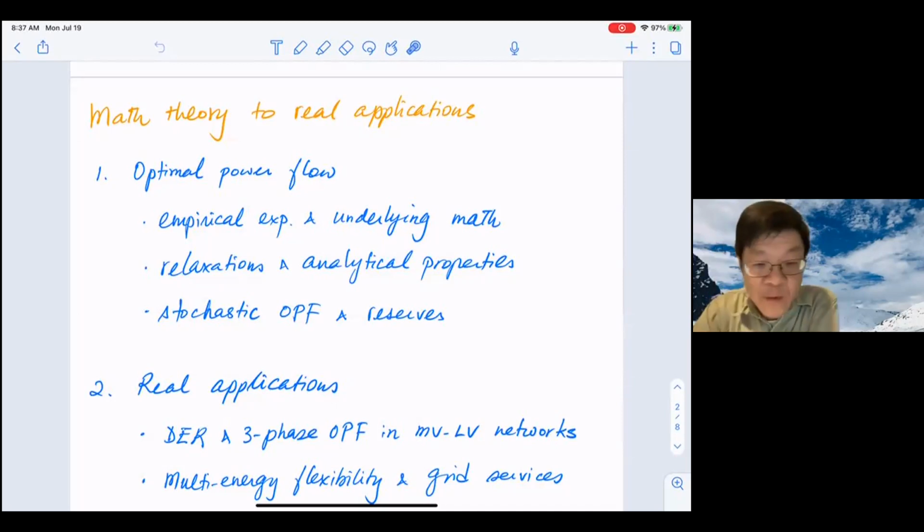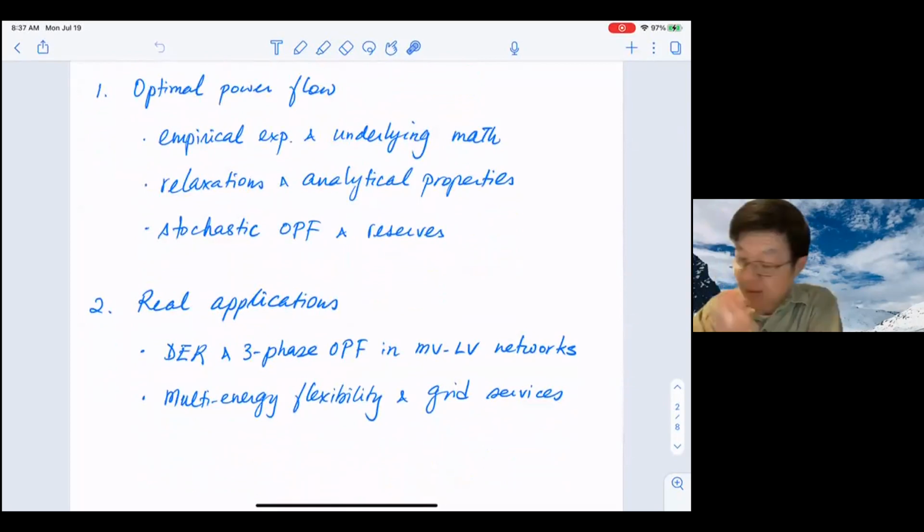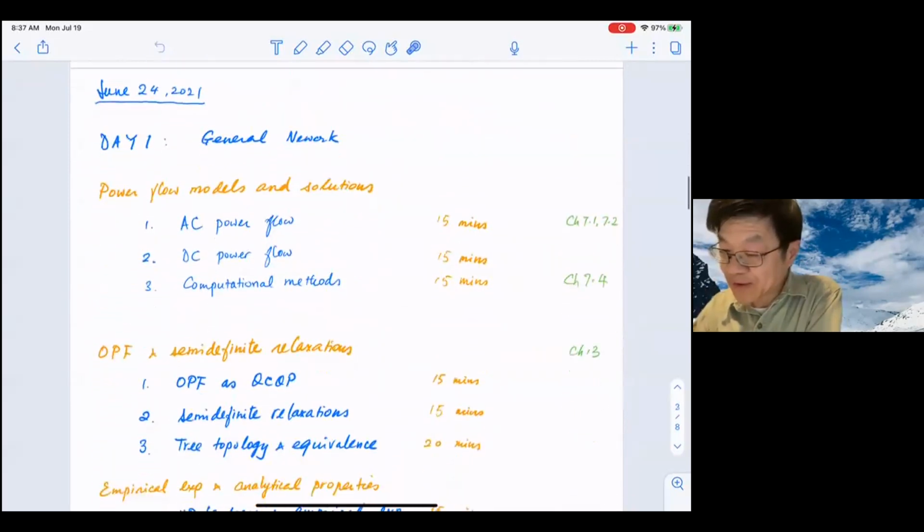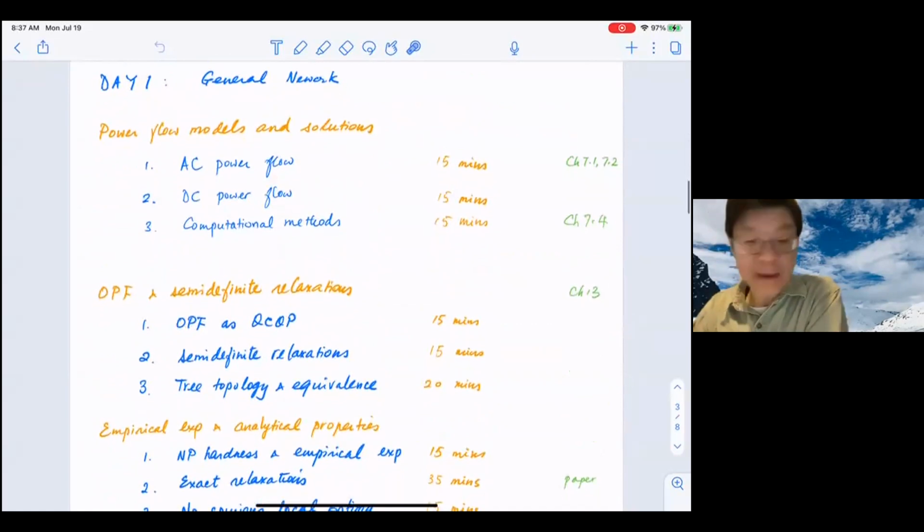We'll also cover stochastic OPF and reserves on Thursday. And tomorrow, we'll look at some real applications, including DRs and three-phase OPF in actual medium voltage and low voltage networks. And on Friday, we will look at multi-energy flexibility and grid services. Okay, so let's jump right into day 1. Day 1 will cover some basic mathematical theory for general networks. And then in day 2, we'll look at some similar theories, particularly for distribution networks that have radial topology.